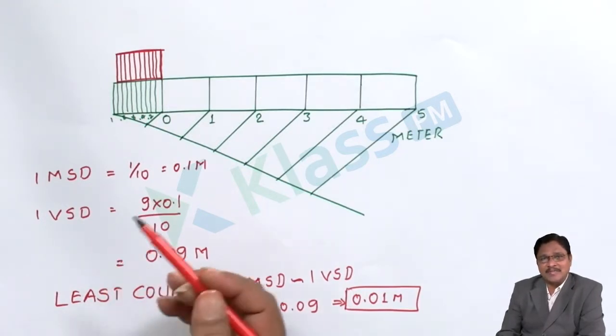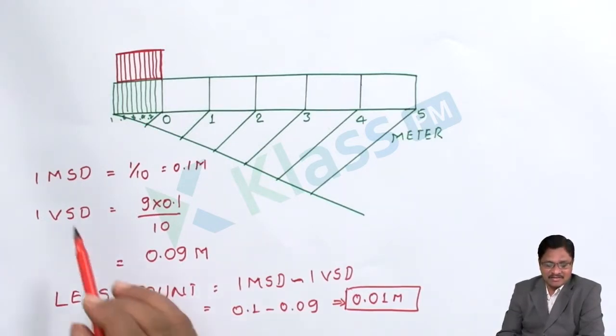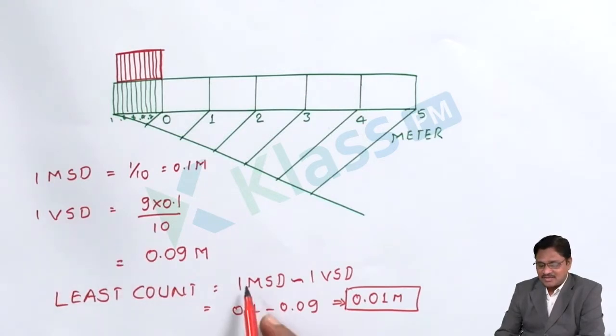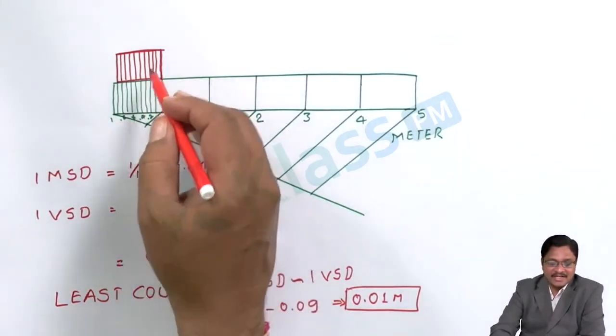Similarly, please mention the least count of the instrument also. Least count can be calculated as the difference of 1 MSD and 1 VSD. So we are taking the values of 1 MSD and 1 VSD, and we are getting the least count value 0.01 meter. Please don't get confused while writing the values here.